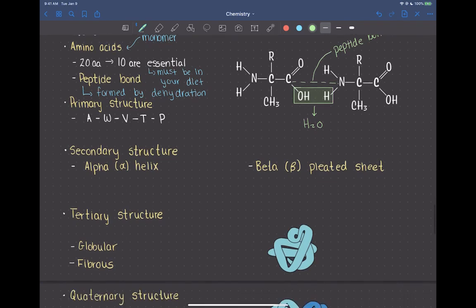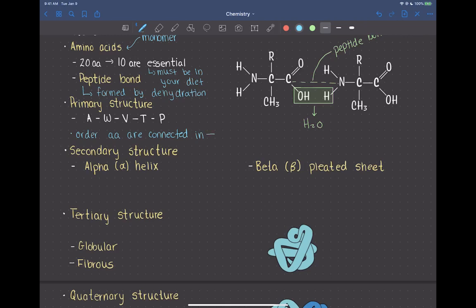Okay. So in proteins, we start with our primary structure. All right. And so the primary structure of a protein is just the order the amino acids are, let's just say, connected in. Okay. All right, so just the fact that amino acid A is connected to amino acid W, V, T, and then P, that order, all right, is called the primary structure. So it's just like reading a sentence. It has no shape to it or anything like that. All right, it's just what order are those amino acids in.